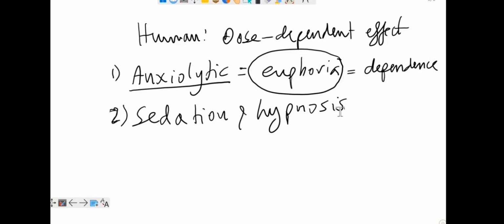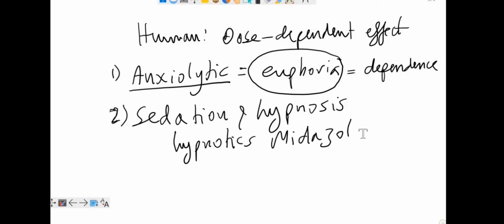And that's why usually short-acting benzodiazepines are preferred as hypnotics. Short-acting benzodiazepines are used as hypnotics. For example, midazolam, triazolam, etc. Okay, alprazolam. These drugs that are used as hypnotics.